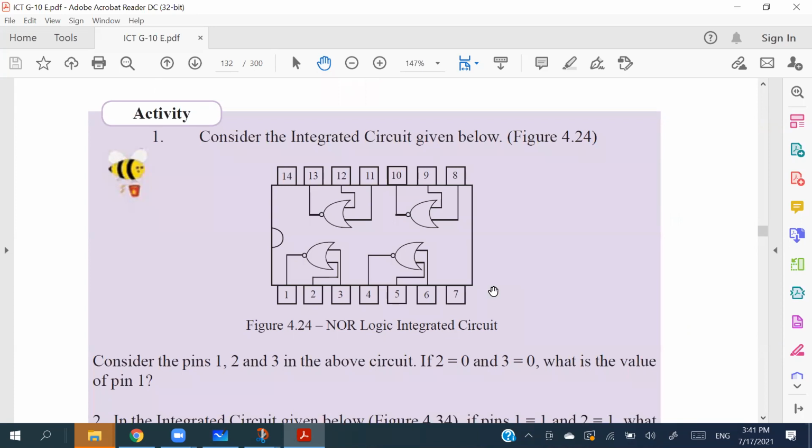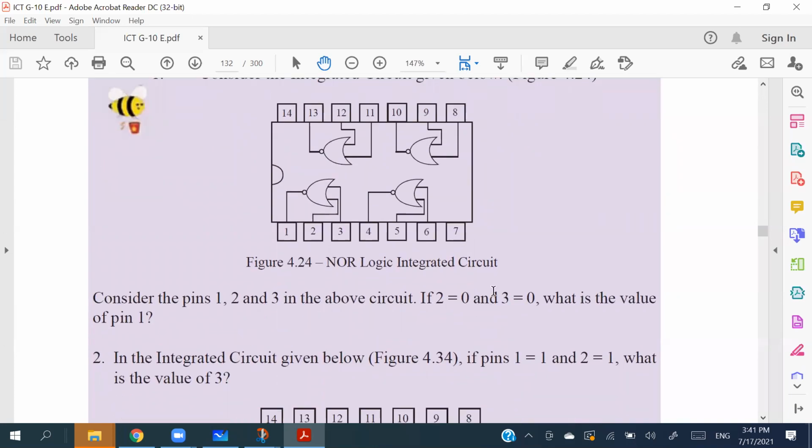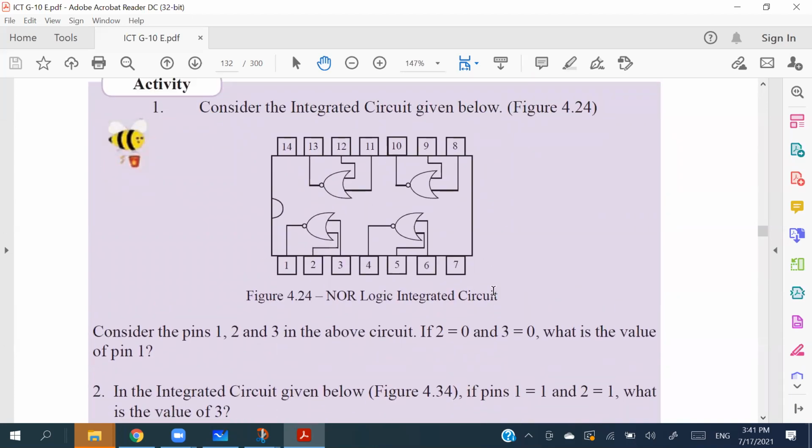So from the exam aspect, what you can expect in your exam paper is an IC something like this, right? They will give you something like this and ask, if pin 2 equals 0 and pin 3 equals 0, what is the value of pin 1? It is something very easy, right? If 2 is 0 and 3 is 0, you know this is a NOR gate. So 0 and 0 will be inserted into the NOR gate. 0 plus 0 is going to be 0 and will be inverted. That means 1, right? So the output is going to be 1, right?